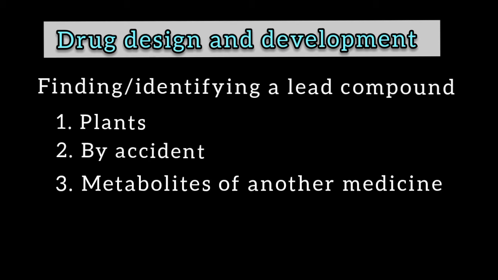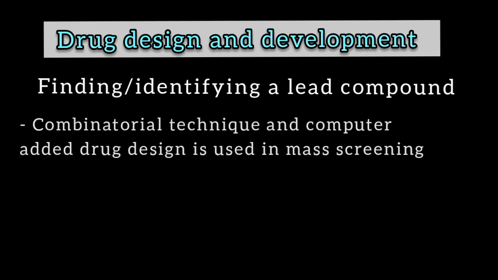Another way you can find out a lead compound is through mass screening. Mass screening involves the testing of any material or any chemical, any compound you suspect could be a lead compound, which could lead to a potential drug being developed. As you are mass screening, you're going to use the combinatorial technique and the computer aided design.